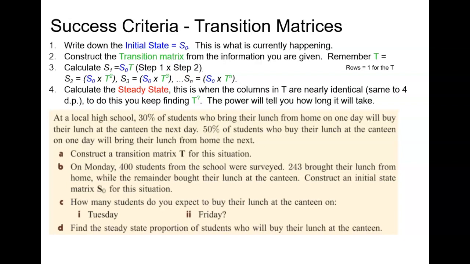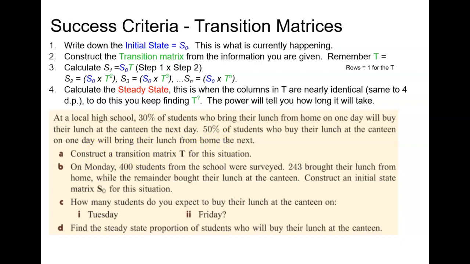Now we're going to start going through the question. So at a local high school, 30% of the students who bring their lunch from home on day 1 will buy their lunch at the canteen the next day. So that's our first piece of information. The second piece of information is 50% of the students who buy their lunch at the canteen on day 1 will bring their lunch from home the next day.